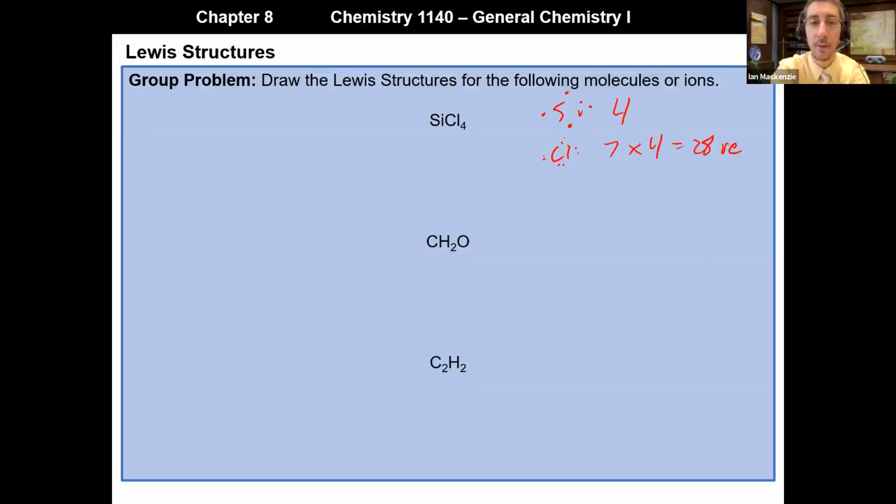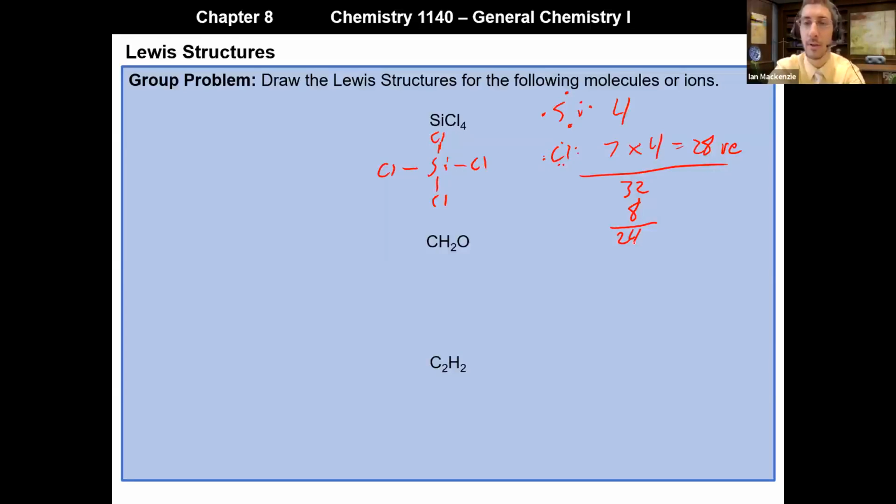So silicon goes in the middle, and I make single bonds to all of the outer atoms. If I sum up my total, 28 plus 4 is 32, and then I made 4 single bonds, each of them is 2, so that's 8. So I'm back to 24 electrons.